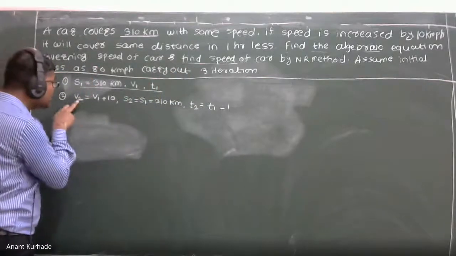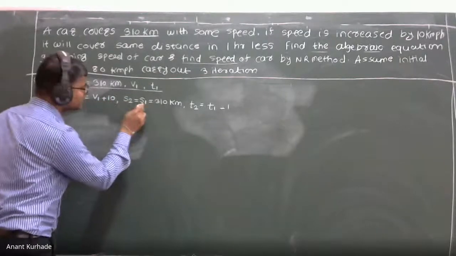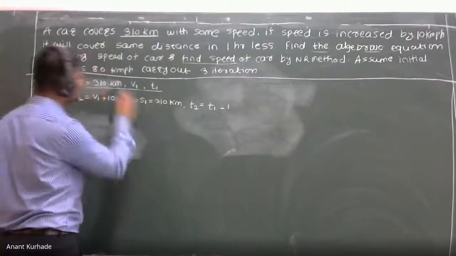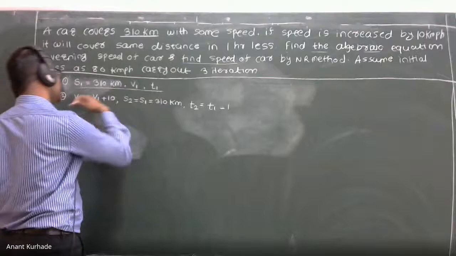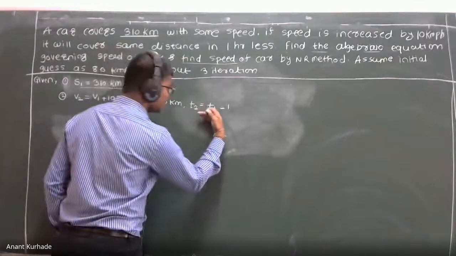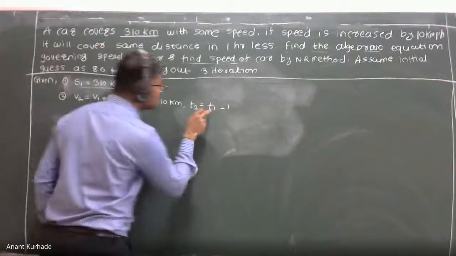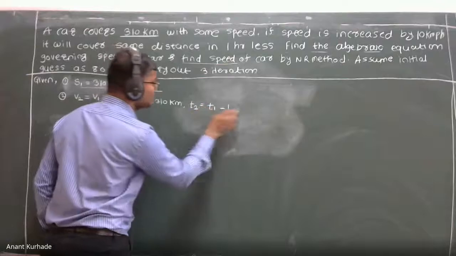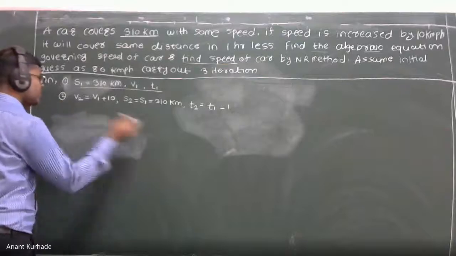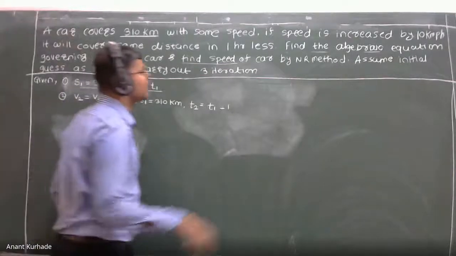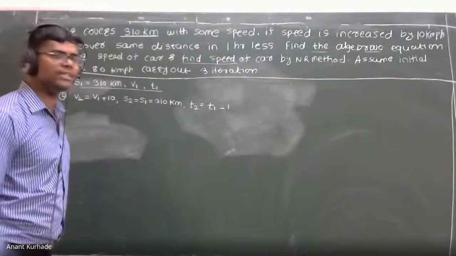There are two conditions. If a car covers 310 km with some speed, we don't know the value. We have the given distance, so S1 is equal to 310, V1 and T1. These are the initial conditions. Now, if we increase the speed of the car by 10, it will cover the same distance, so S2 is equal to S1, in one hour less. So T2 is equal to T1 minus 1. This is the given data. For this problem, you get 1 mark for writing the given data.